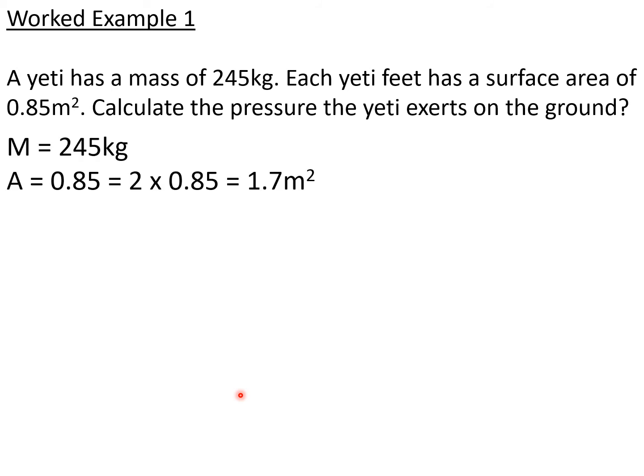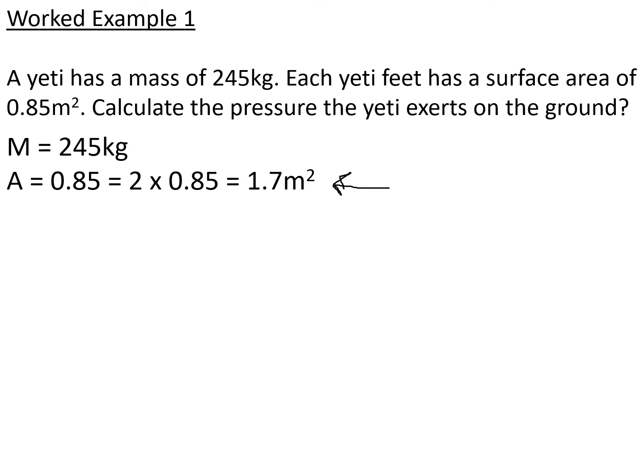So know it. First of all, we know there's a mass of 245 kilograms, and for the area, we have to be very careful because it says each Yeti foot has a surface area of 0.85 meters squared. We're assuming the Yeti has 2 feet, so that's why we have to double this to give us the area of 1.7 meters squared. And this bit here is the bit that usually catches people out. So now that you've seen it, I'm hoping you'll be watching out for it.